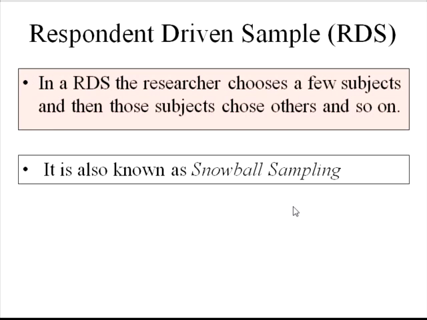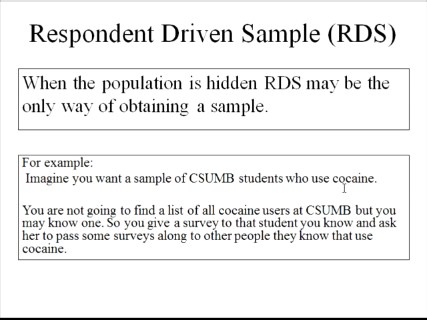Now, respondent-driven samples. Under this type of non-probability sample, the researcher chooses a few subjects and then asks those subjects to choose others, and those others choose others, and so on. That's why this is also known as snowball sampling. And this is an interesting technique, and it may be the only way to collect samples when the populations are secret or are hidden, right?